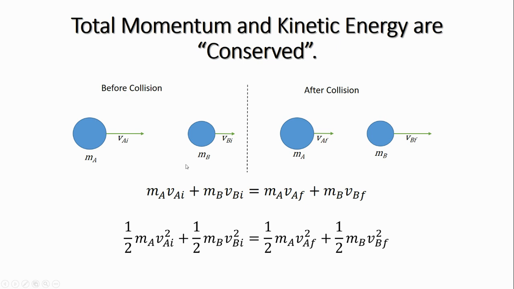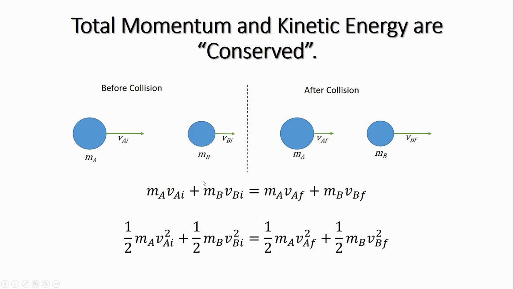So this is before the collision. After the collision, supposedly their velocities will change. I've tried to draw them with different length arrows. So this is the velocity of mass A initially. That's what the subscripts stand for. Mass subscript A is mass A. This is the velocity of mass B initially, the velocity of mass A after the collision, final, and the velocity of mass B after the collision, or final.